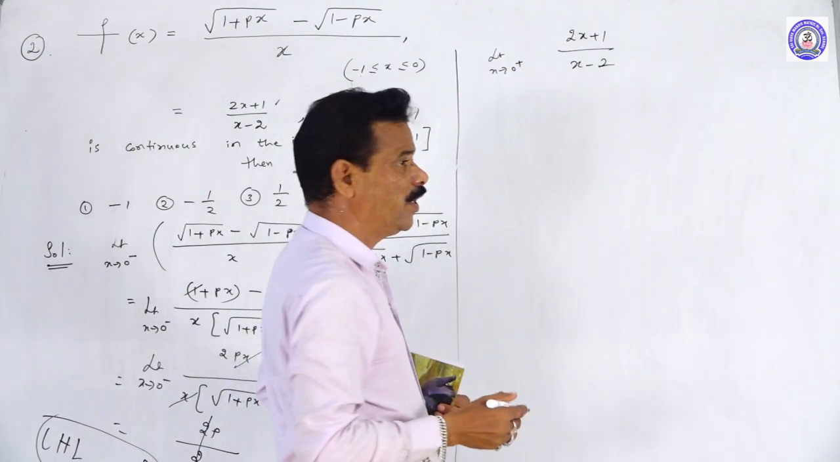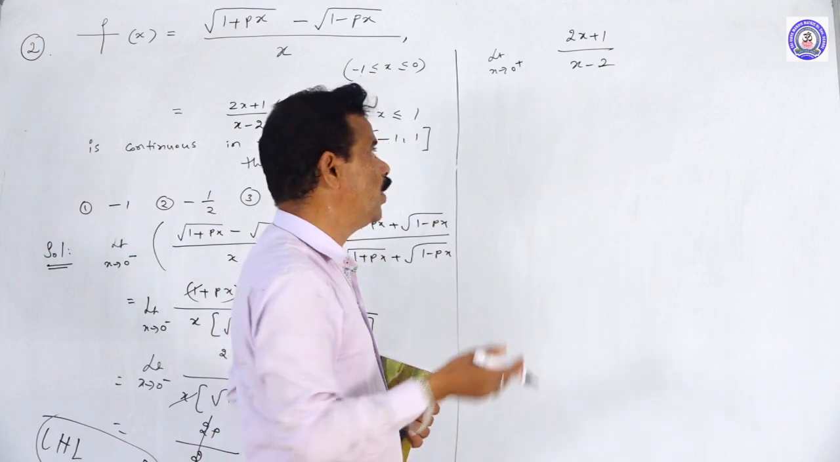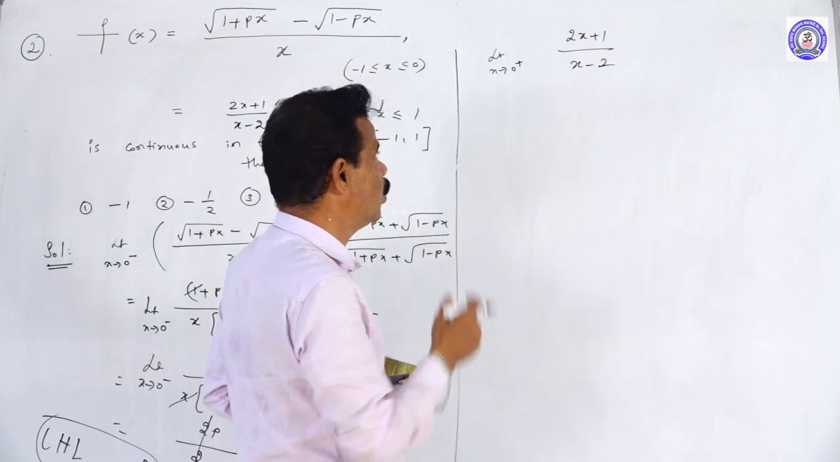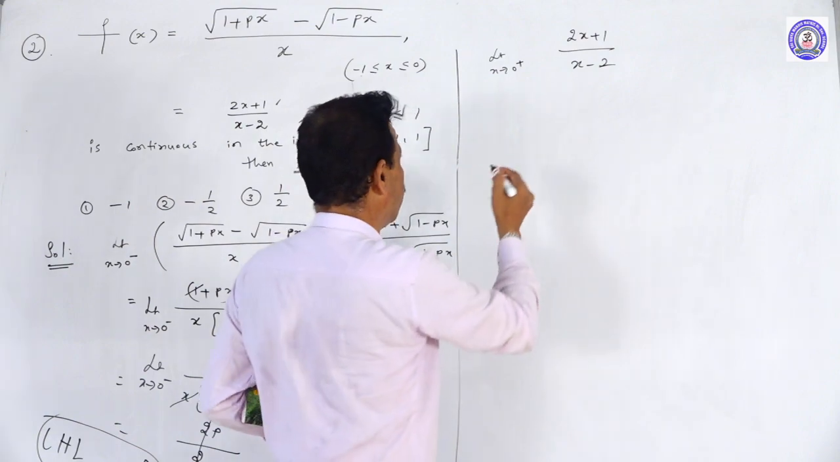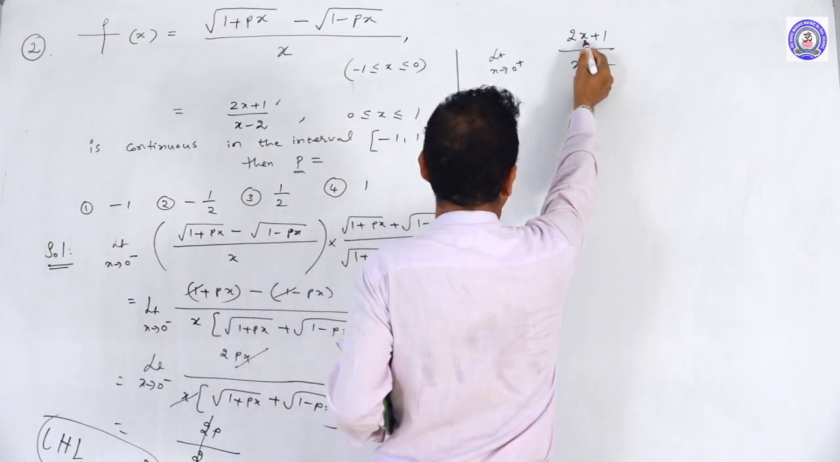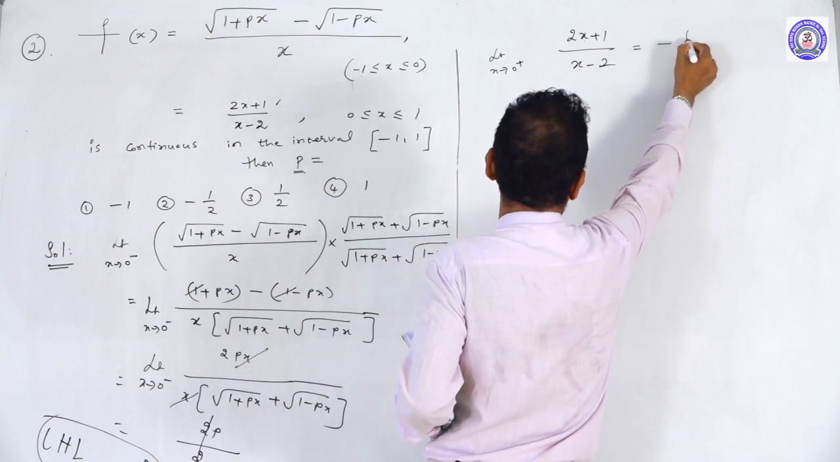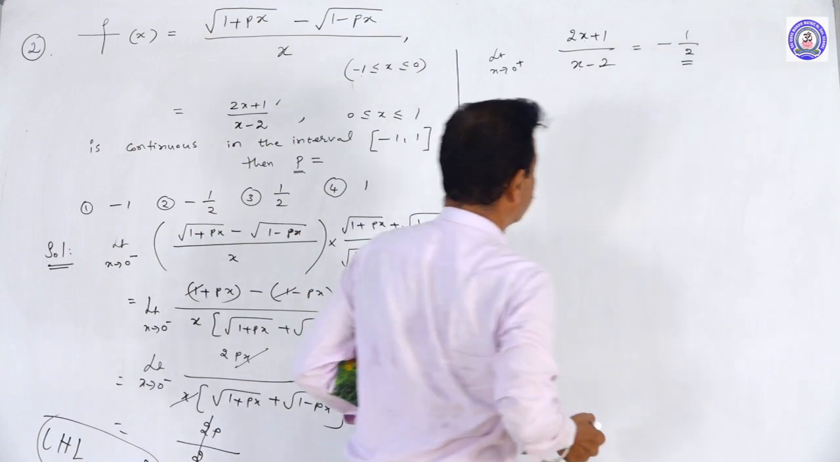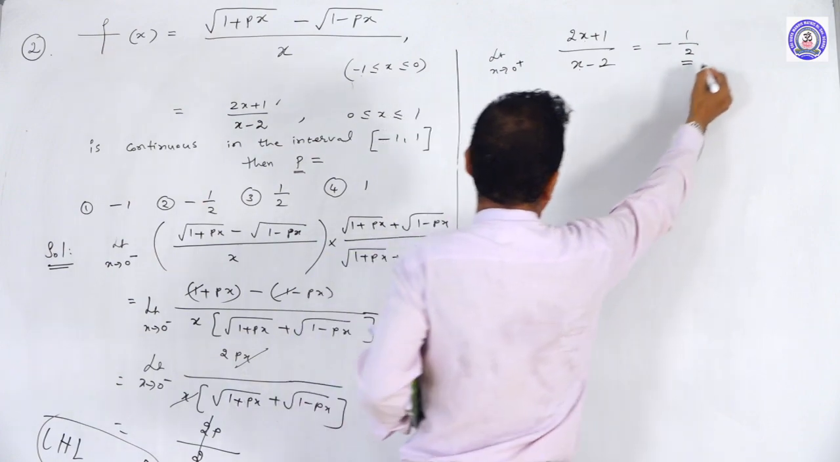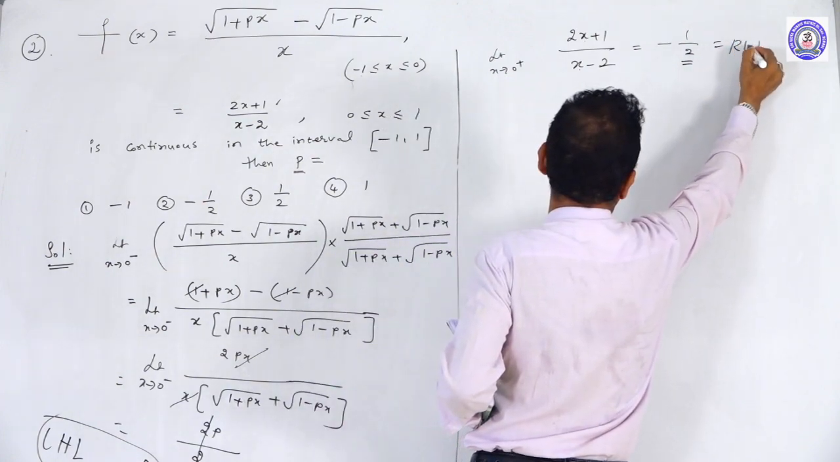So here if x tends to infinity, we divide with the x. So no possibility of multiplication, directly apply here 0. Here 2x is 0, x is 0. This one's minus 1 by 2 coming. This is the RHL.